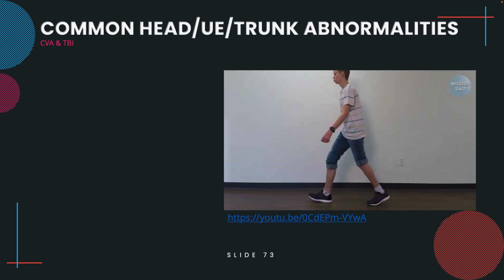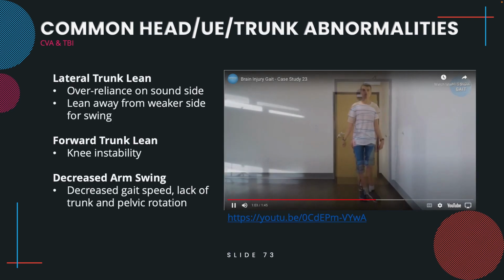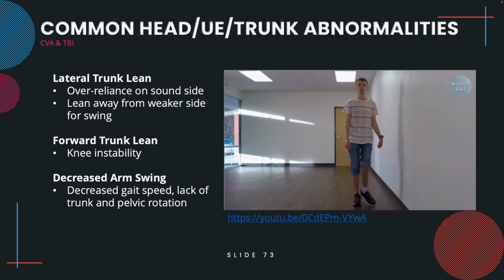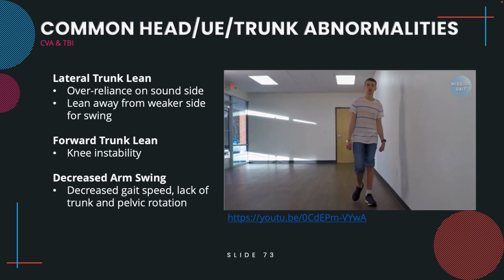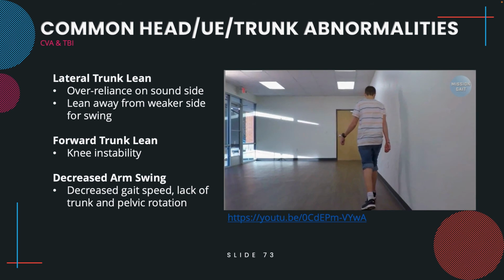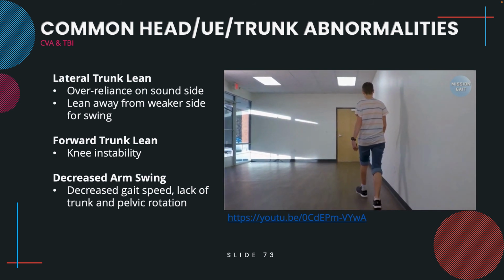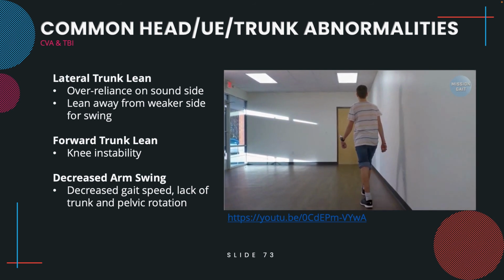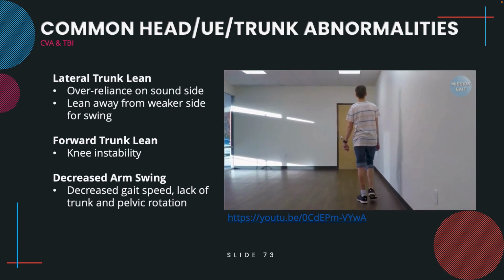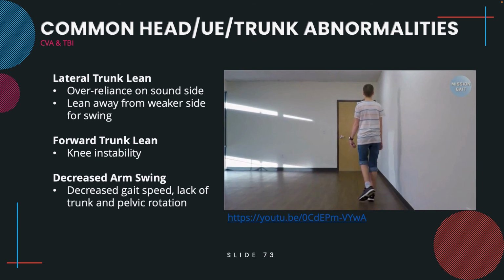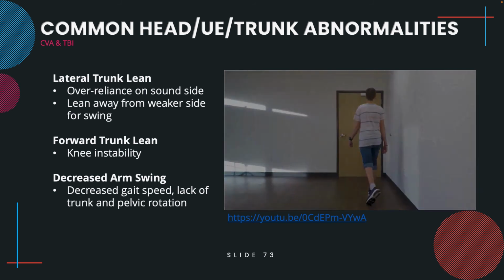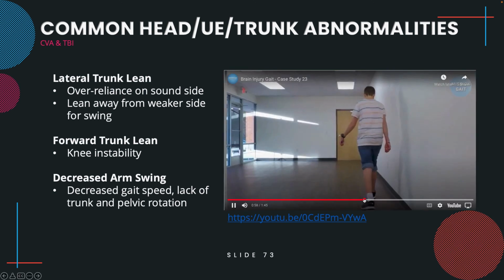And then for the head, arm, and trunk, commonly we'll see an excessive lateral trunk lean. We might see them just favoring over towards their stronger side, not wanting to put as much weight on their weak side. And we also might see them do that to be able to clear their limb during swing. So they might have to lean over, in this case, to the right to be able to clear that left foot through to have a good swing limb advancement.